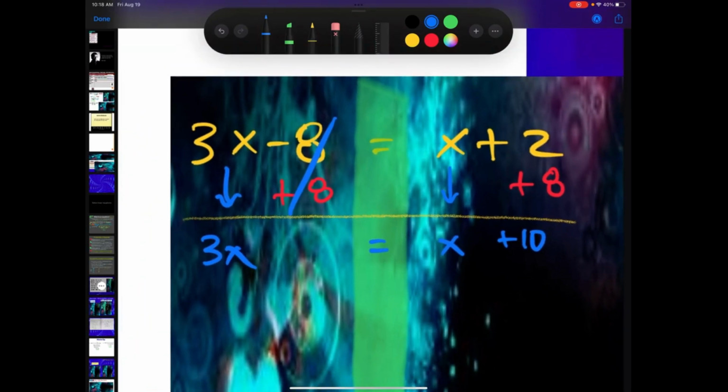Partner A, tell partner B, what did we just do here to start the problem? And B, tell A, what do you think is the next step? Ready, set, go. Melissa, what do you want to do next? She says subtract 10.